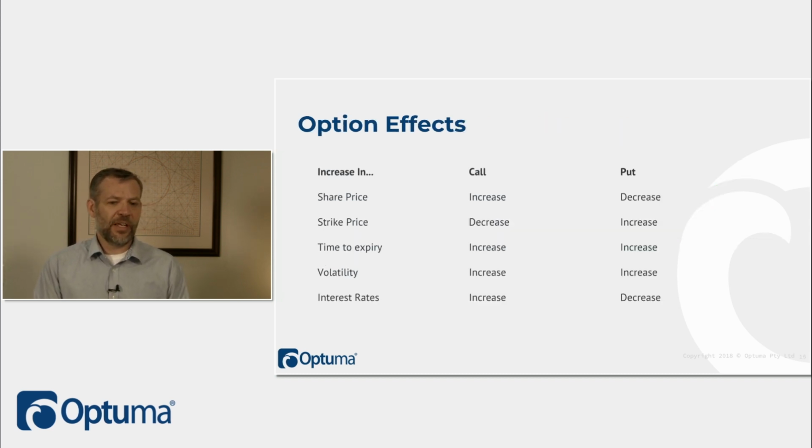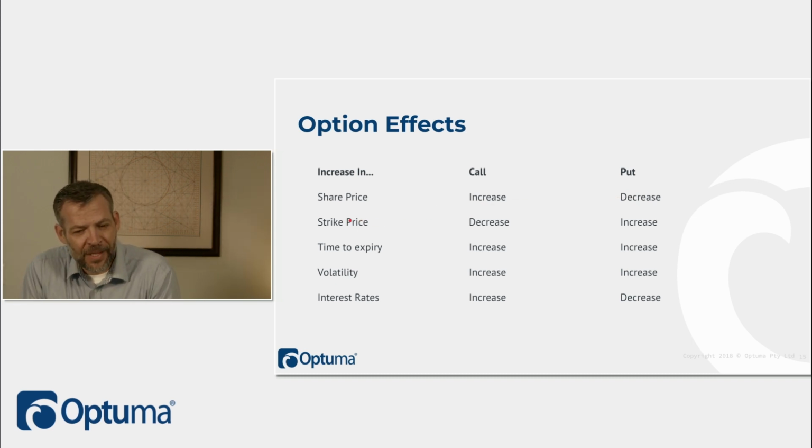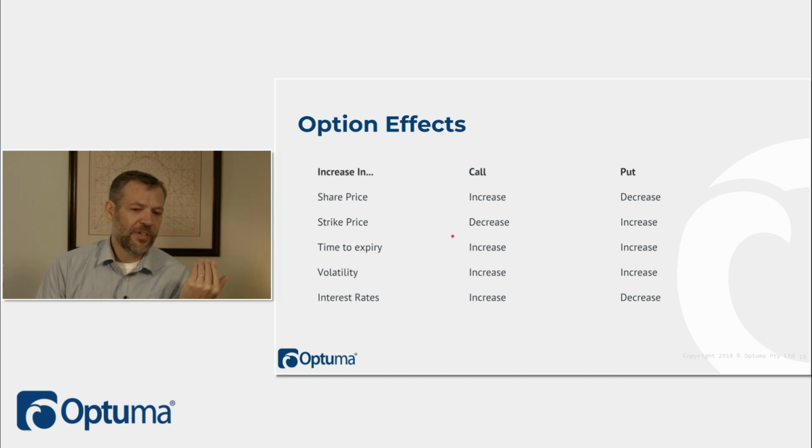So, option effects. Again, there are a number of things influencing option price: the share price, the strike price, the time to expiry, the volatility, and the interest rates. When share price increases, the value of calls increases but the value of puts decreases. When the strike price increases, the call value decreases but the put value increases. Time to expiry, they both increase. Volatility, when volatility increases, they both increase.